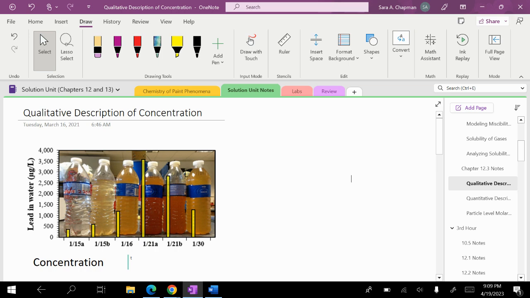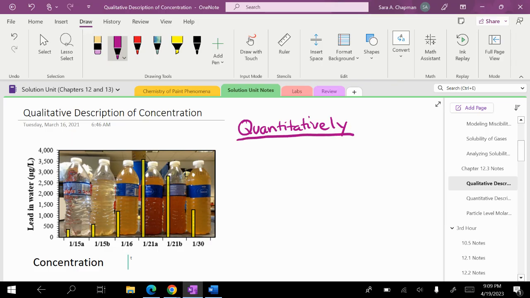Today, we're going to talk about concentration and how we describe concentration. There are two ways we can describe concentration. Today, we'll just go through one way, but the two ways to describe concentration are quantitatively. And if you remember from our discussion before about observations, a quantitative description of concentration would include numbers.